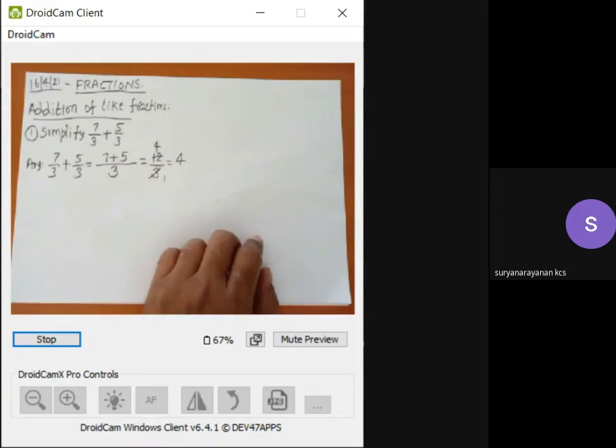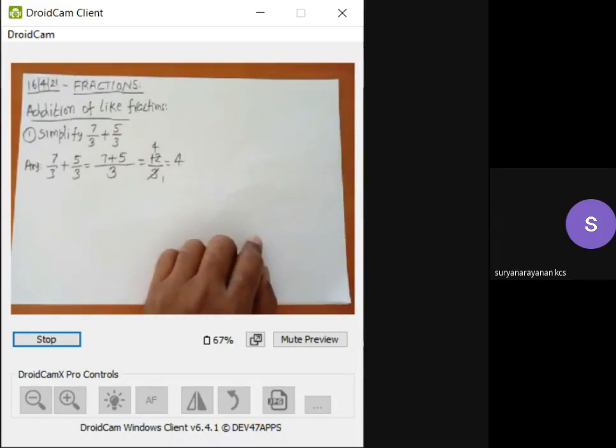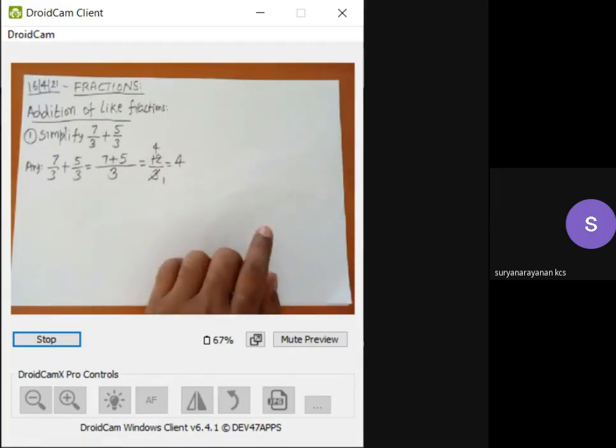Another meaning. Simplest form means numerator and denominator has one as common factor. Except one, they have no other common factor. For numerator and denominator, they have one and only one common factor, that is 1. Other than 1, they don't have common factors. In that case, the fraction is said to be in its simplest form. Okay, my children.